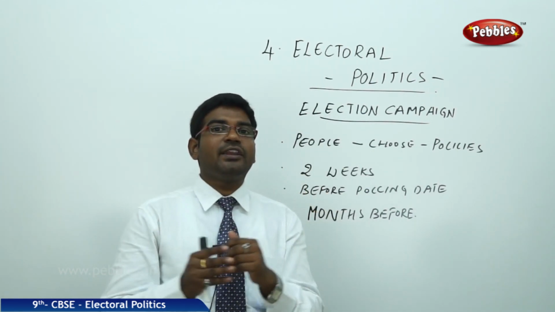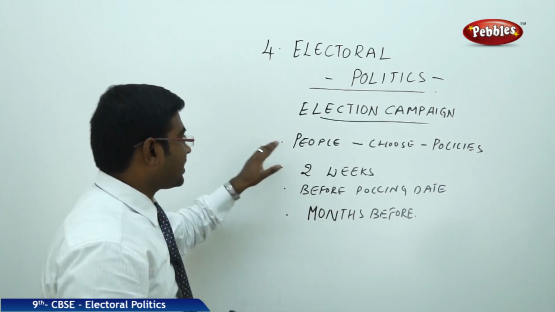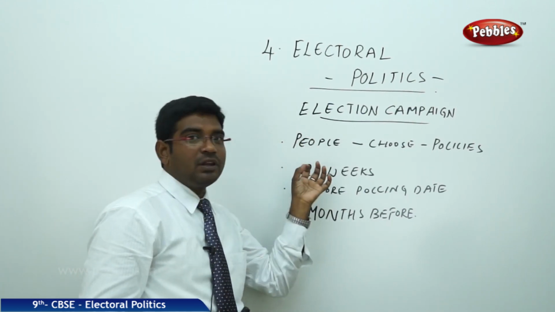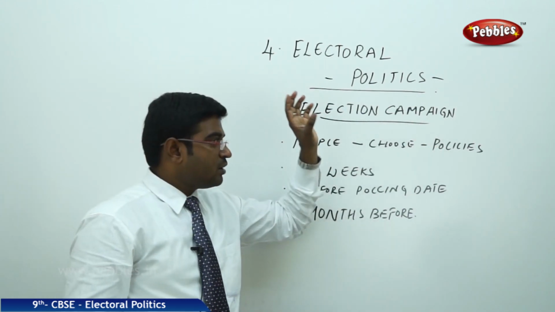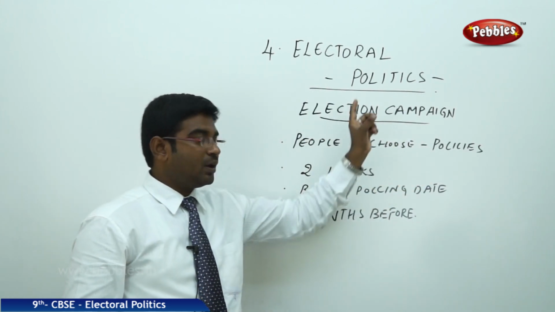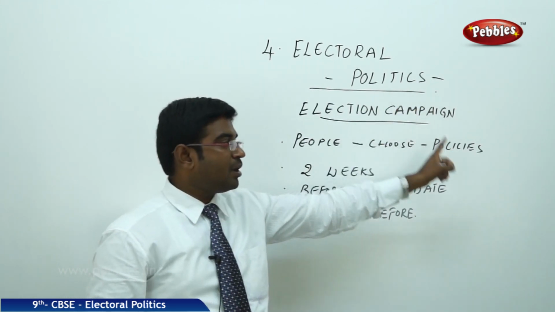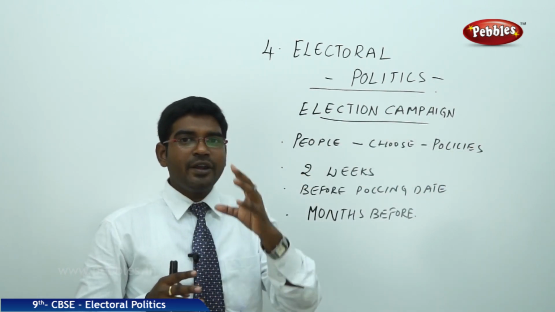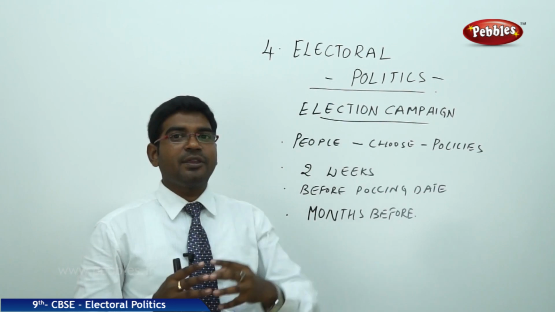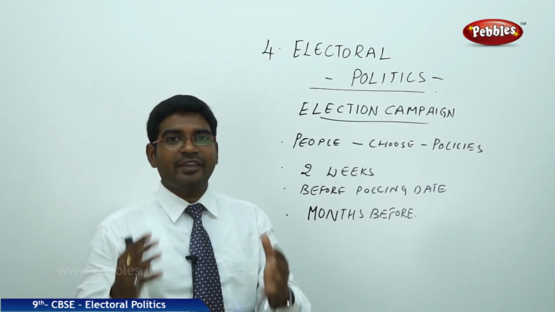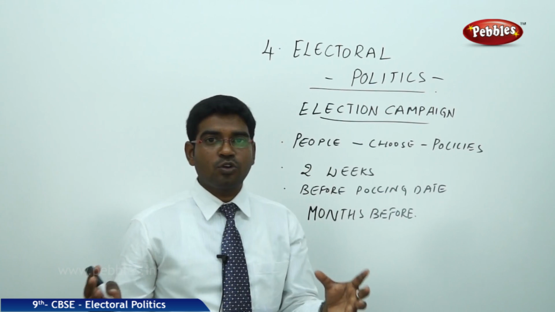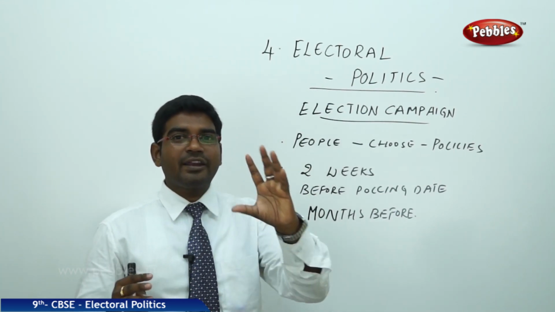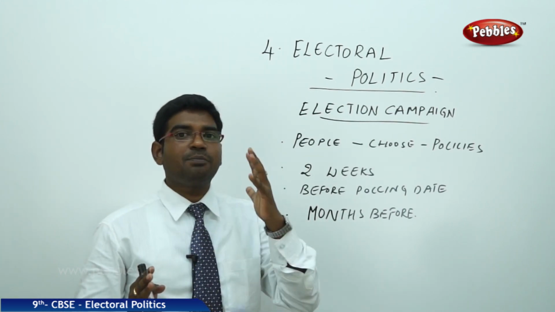So let us look into the detail of election campaigning. The election campaigning is mainly to target the people, because the people choose the leaders, and in order to choose the leaders, people try to assess them by the policies that the particular party wants to implement. When it comes to party campaigning, parties always campaign with a larger motto: what is their section group to be targeted? When they target a particular section group, they make the policies.